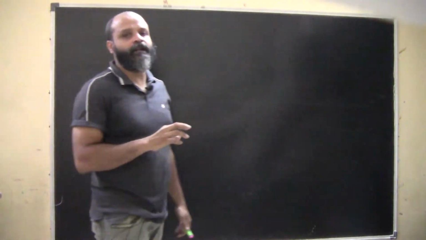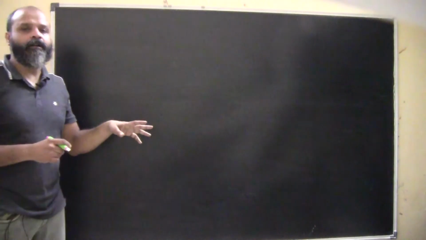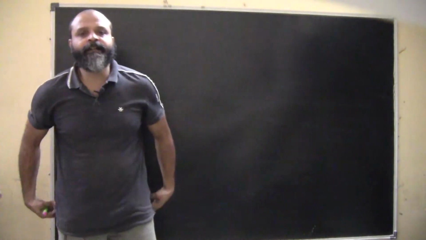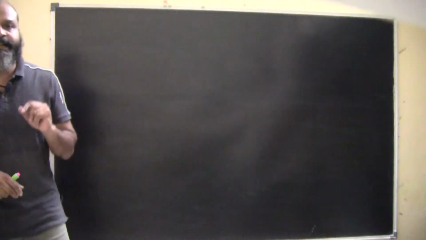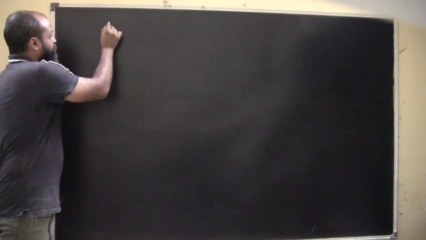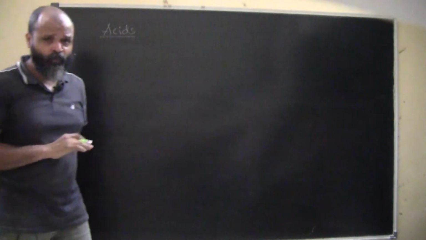Okay, so we are going to continue with acids, bases and salts, and as we talked about, how to identify them by using different types of indicators. Now we are going to talk about what acids are. Once we are done with the identification, we need to talk about what acids are.